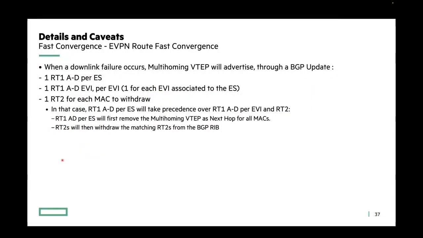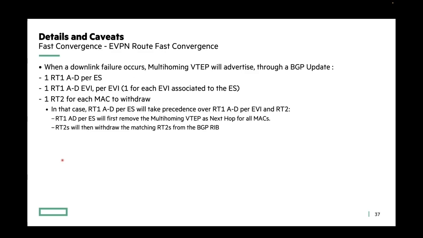So let's dive into the requirements for fast convergence and what would be sent during this event. First, when a physical link fails, the multi-homing VTEP using a BGP update will send the following route types. First, an RT1 AD per ES, obviously. Also, an RT1 AD per EVI, one for each EVI associated with the Ethernet segment. And obviously, one RT2 for each MAC to withdraw.